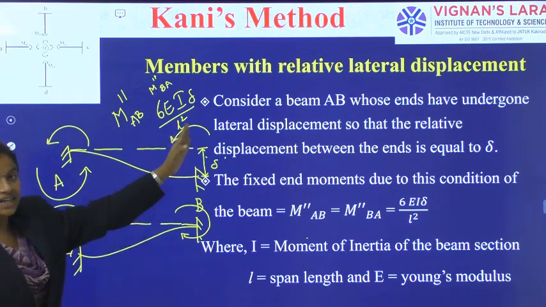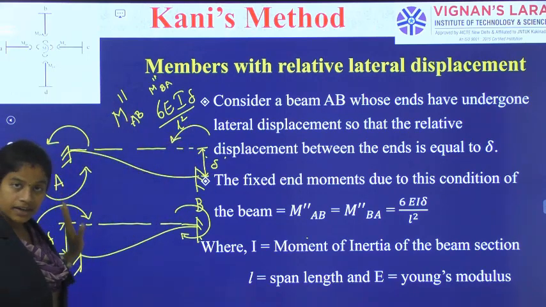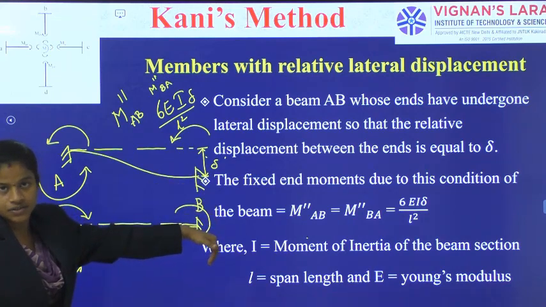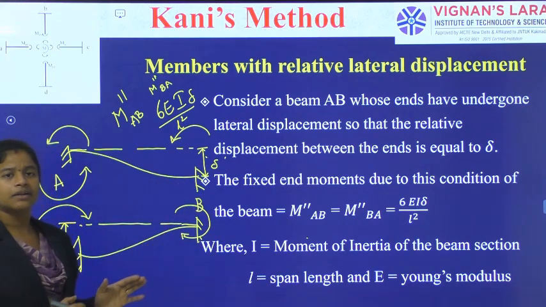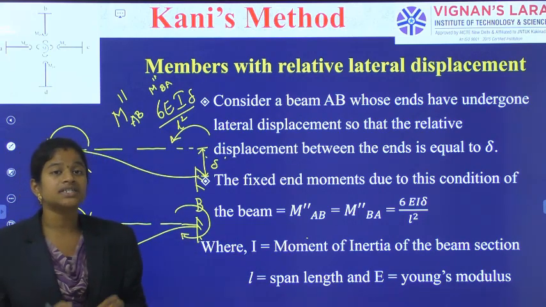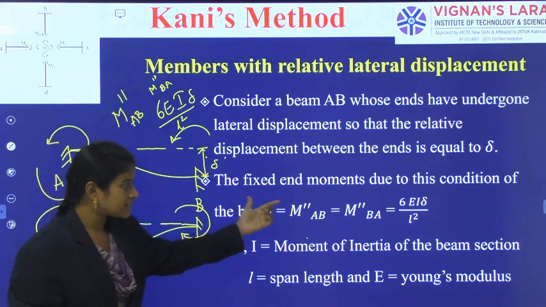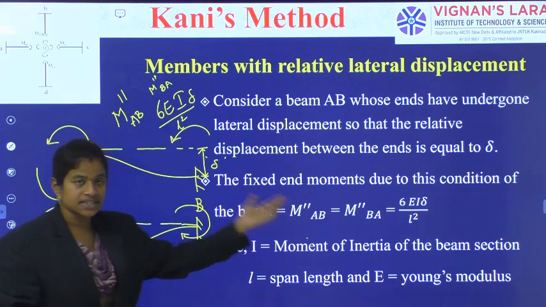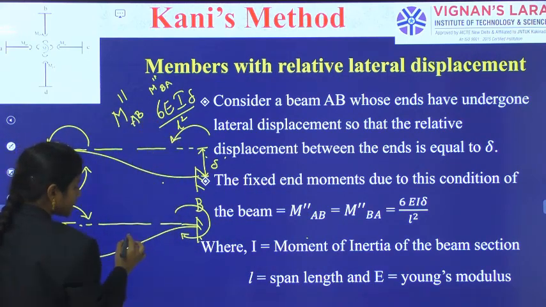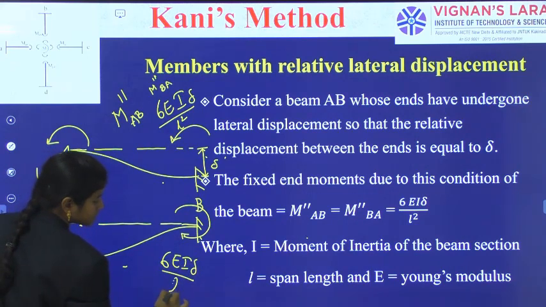But when the right side support is settling, it is causing anti-clockwise moments. When the left side support is settling, it is causing clockwise moments. Why do I particularly mention it? Because in our Kani's method, clockwise and anti-clockwise moments are very important for giving the signs. So that's why I have not mentioned plus or minus. Based on the delta condition, the output will come. Here these quantities, and in this way 6EI delta by L square answers will come.